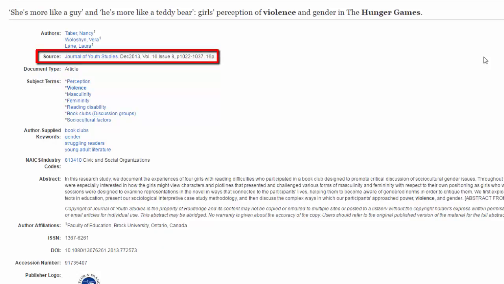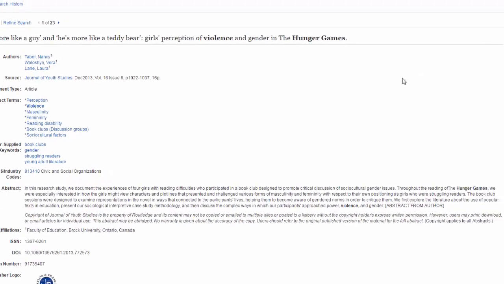We can determine if the article presents us with current information by looking at the date. This article was published in 2013. We're interested in writing about the Hunger Games movie that came out in 2012, so we could use this article in an argument about the early reaction to the film. However, if we were writing about the most recent Hunger Games film that came out in 2015, this article would not be current for our research.